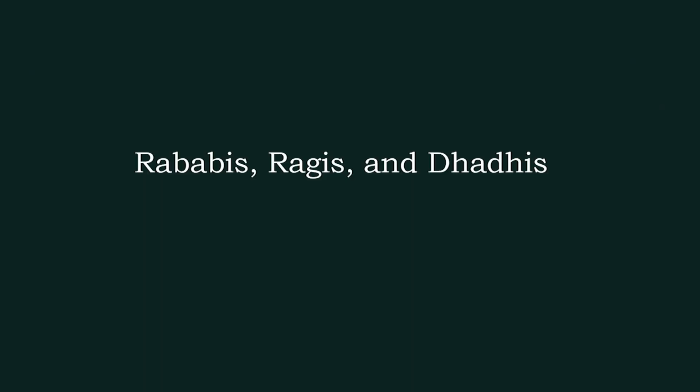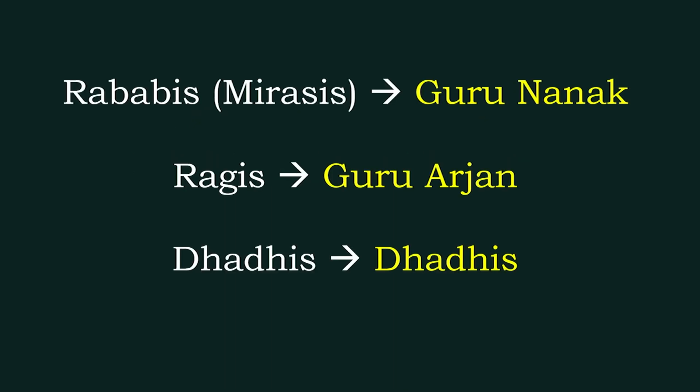There are three types of Sikh musicians. We just spoke about the Rababis and the Ragis, and apart from that, the third one is the Dadis. These three continued to flourish during the period of the Gurus. After the involvement of the British in the culture of the Sikhs, these lost their significance. Let us know something in detail about these three types of musicians.